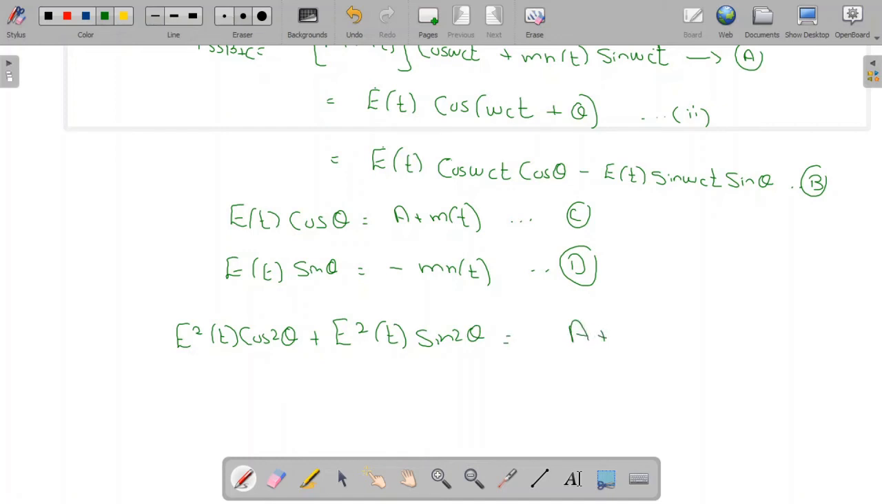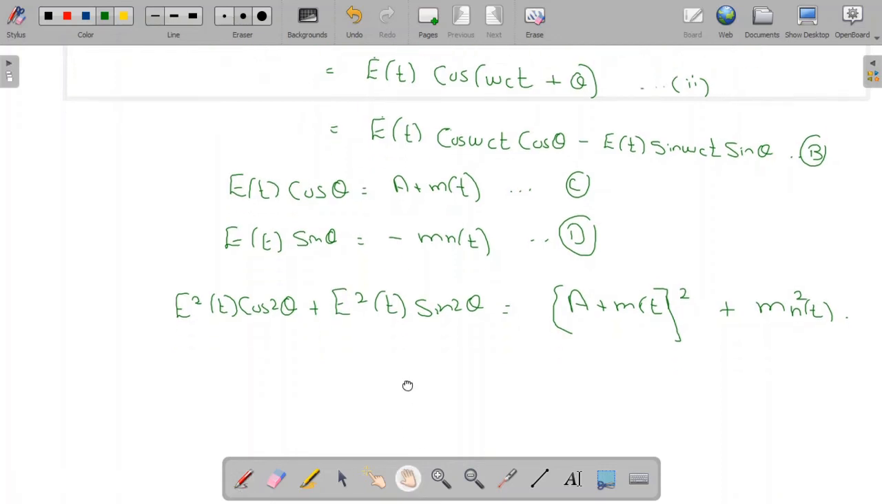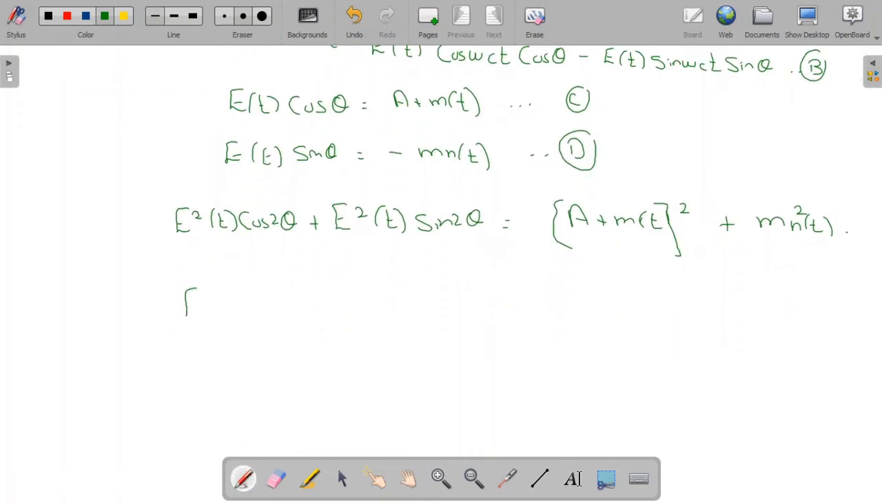This will be equal to a plus m of t, whole square, plus, because we are taking the square, m h of t square. Now we know that cosine square plus sine square is equal to 1, so this will be e square of t multiplied by 1. I am going to expand this, so this will be equal to a square plus m square of t plus 2a m of t, and m square h of t.